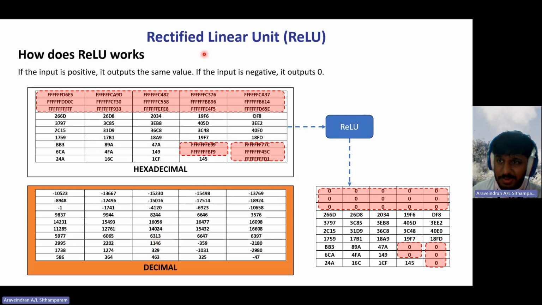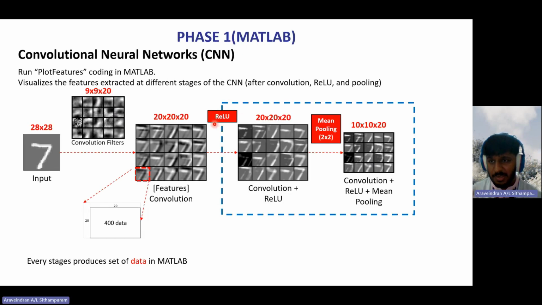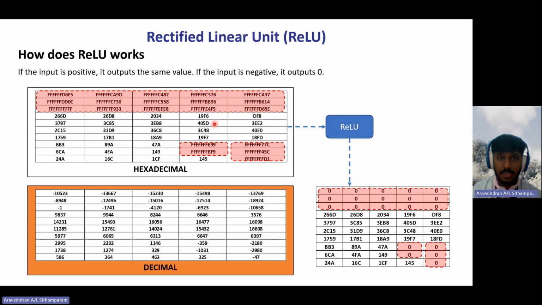First, now I'll be explaining about the ReLU. You see here, this is the ReLU. I'll explain deeply how the ReLU and mean pooling work. So this is how the ReLU works. The main function of ReLU is if the input is positive, it outputs the same value. If the input is negative, it outputs zero. That's the function of ReLU. So just now I said that MATLAB produces the data.